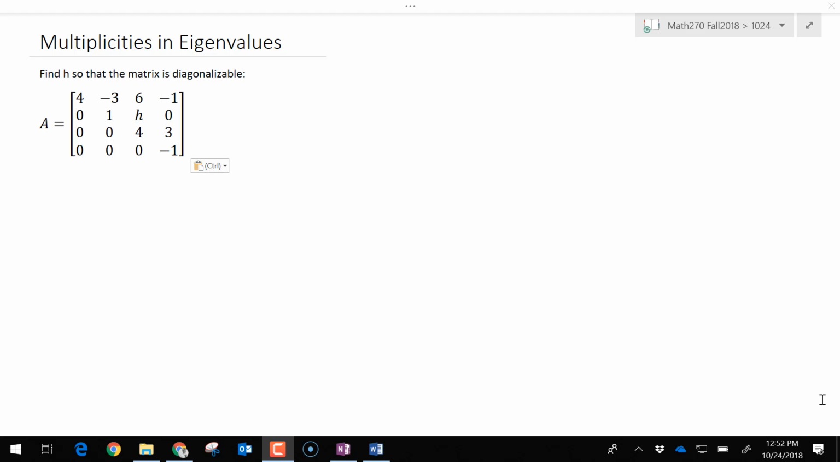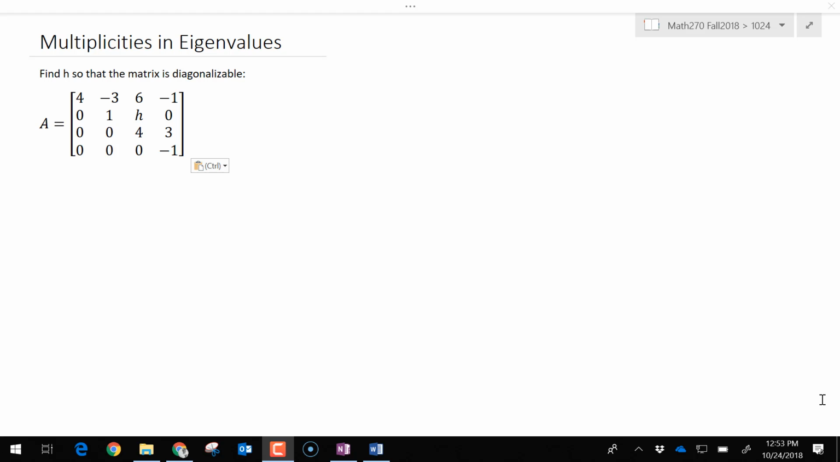Sorry, we're jumping around. This would fall in section 5.1, 5.2 ish, this particular problem. And then like I said, we'll go to 3.3 and then come back to 5.4. All right, it says here, find h so that the matrix A is diagonalizable.